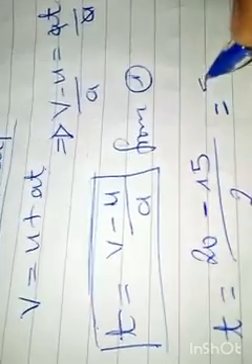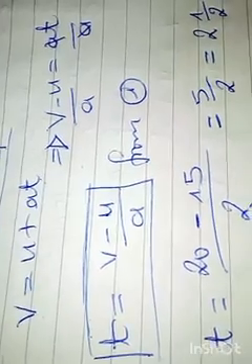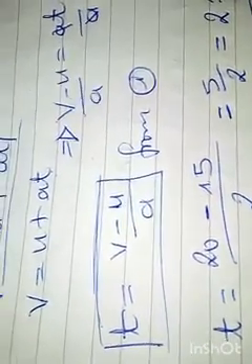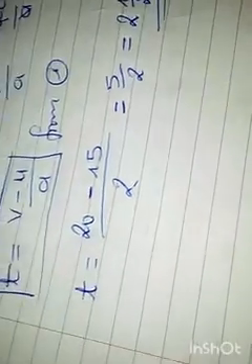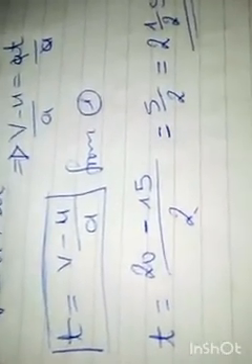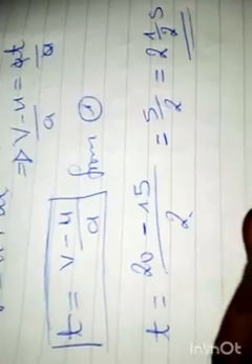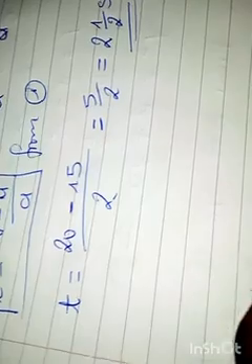t is equal to v 20 minus u 15 over a 2, which is equal to 5 over 2, 2.5 seconds. That is A. And B, what do we need? The distance traveled, s, from equation number 3.